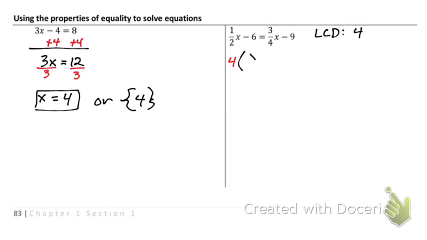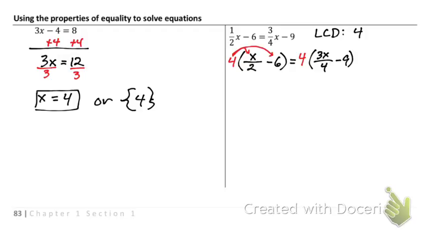So I'm going to move the x to the top so it doesn't get lost. So I have 4 times x over 2 minus 6. And on the other side, I'm going to do 4 times, once again, I move the x to the top so it doesn't get lost in the denominator, 3x over 4 minus 9. Well, we have to distribute this to both items.